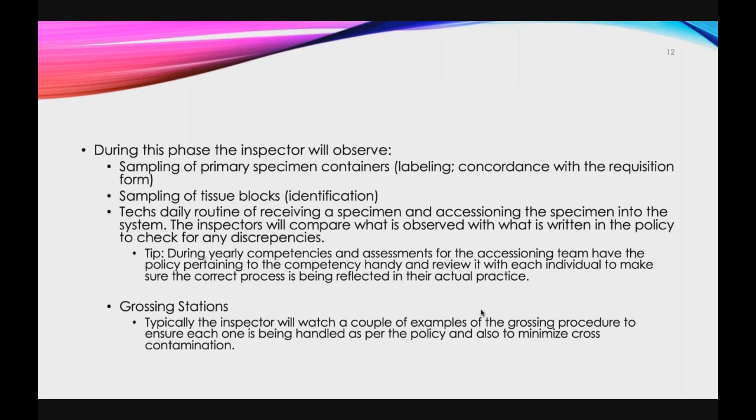During this phase, the inspector will observe a sampling of primary specimen containers. They'll want to make sure that they're labeled properly. They will reference back to what your policy is for specimen identification, and they will look now to see, okay, is this being labeled with this? Do they have all of the requirements that they're saying they're being labeled with? Are there two identifiers? Things like that. The sampling of tissue blocks. So what they'll do is look to see if you have any sort of barcode on them or writing. They'll look to see how clear that is.